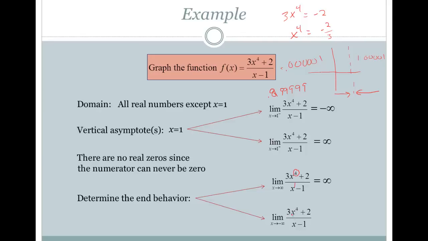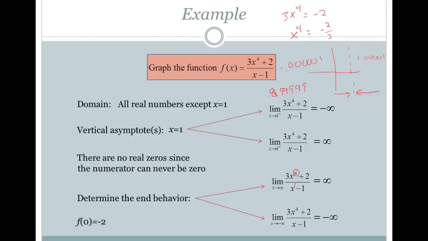Again, this term is going to grow much more quickly than this term, but note the top is going to be positive because I'm taking a negative number and raising it to the fourth power, which makes it positive. The bottom is negative, so I have a positive number divided by a negative number. So this is actually going to go off to negative infinity. Okay? Last thing we want to know is what's my y-intercept. So I plug in x equals 0 and I get negative 2.